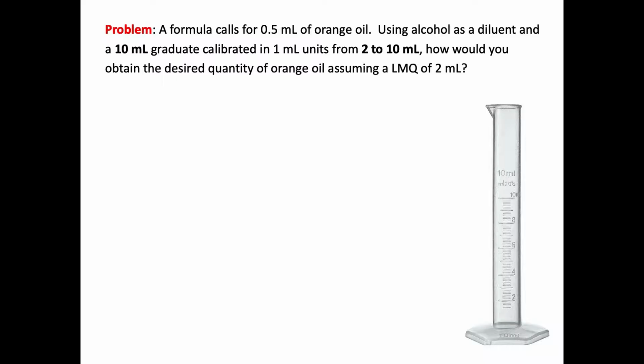Let's complete our first practice problem on using liquid aliquots. In this problem, a formula calls for 0.5 milliliters of orange oil. We're going to be using alcohol as a diluent and a 10 milliliter graduated cylinder that's calibrated in 1 milliliter units, ranging from a low of 2 to a top value of 10 milliliters. It's the cylinder pictured here in the lower right. How are we going to obtain the desired quantity of orange oil, assuming that for that cylinder the least measurable quantity we should use is 2 milliliters?